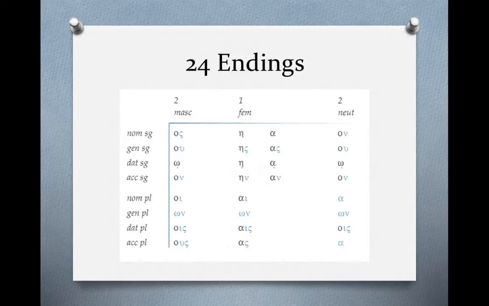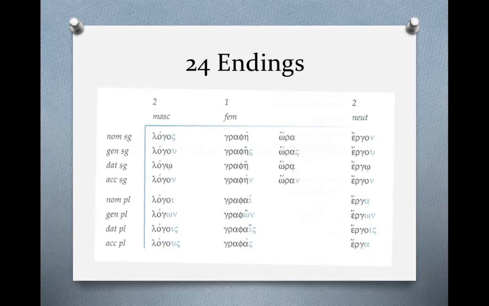Here's what they look like attached to the actual words. In the masculine column, we would have logos, logu, logo, logon, logoi, logon, logois, logous. As far as interpretation goes, the nominative singular logos would be translated normally as the subject. So logos means word, and if we saw logos written that way in a Greek sentence, it'd probably be functioning as the subject of a sentence. Logu would probably be translated of a word, or it has other descriptive features.